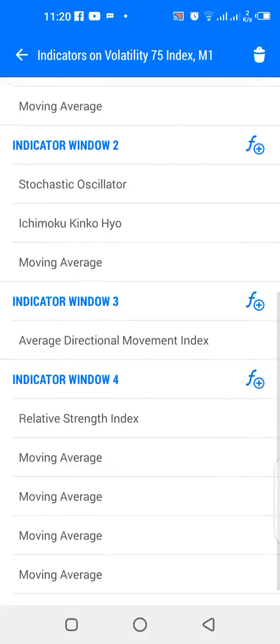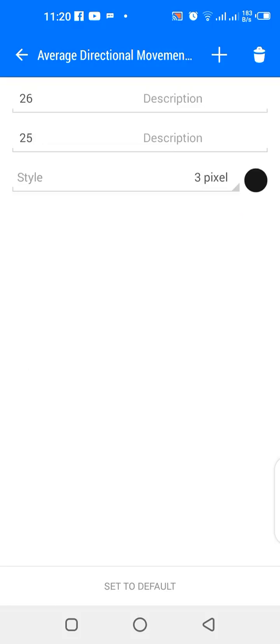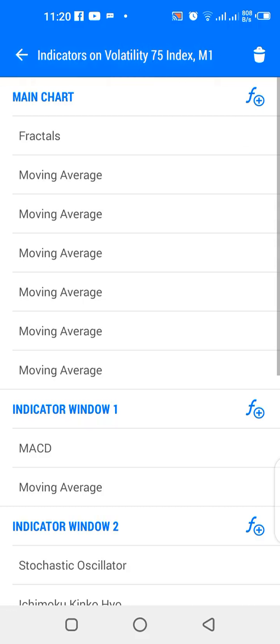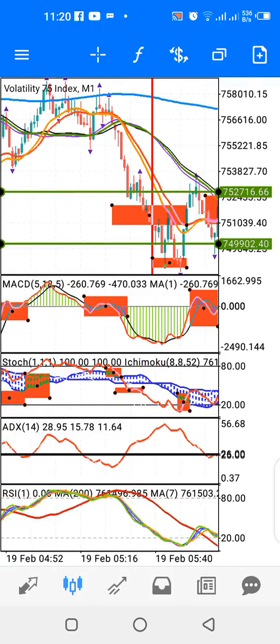For indicator window 3, we have just average directional movement index, ADX. Now the parameters, we have the period is 14. Now the color of the style is red, while the color of the plus D and minus D style will match the background color of the chart. Now for the levels, we have 26 and 25, and the color is black. Now let's look at the way the signal is generated for this particular indicator window.